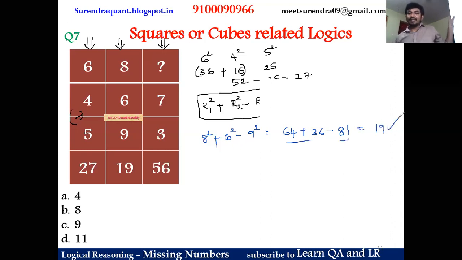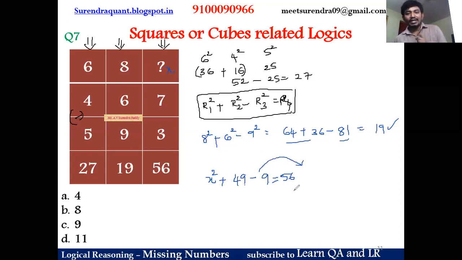That perfectly satisfies. If we do the same thing, now this is some x, and you need to take the square of it. So x square plus 7 square is 49, minus 3 square is 9, and this is 56. So 49 minus 9 is 40. If 40 comes to this side, it is minus 40, so x square equals 56 minus 40, which is 16. X square is 16, x is 4, and that is option E.